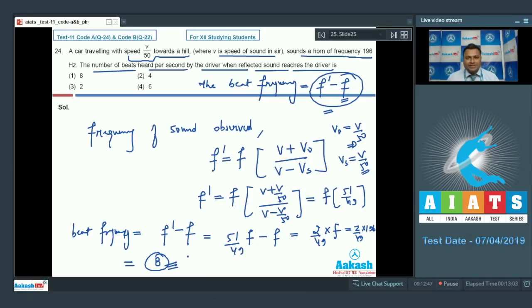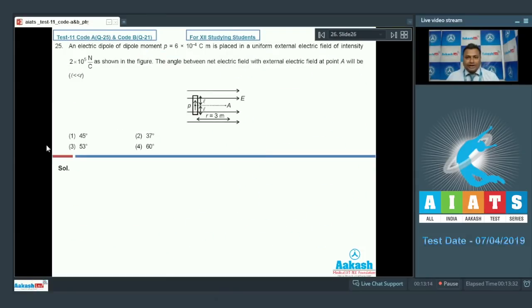So the beat frequency will be 8, or you can say that the number of beats heard by the driver will be what? 8. So we will go with option number 1, which is absolutely correct. Now move on to the next, that is 25 number. So here is question number 25 everyone.